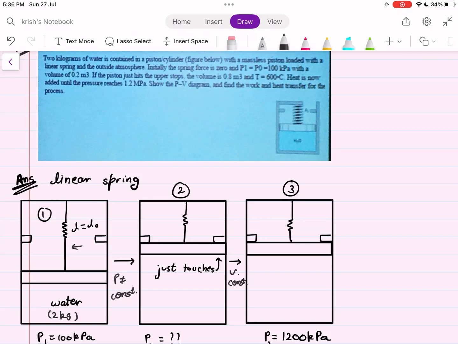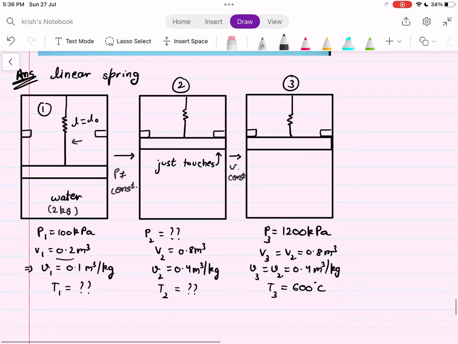With a volume of 0.2 meter cube. If piston just hits the upper stops, the volume is 0.8 meter cube and temperature is 600 degrees Celsius. Okay. Heat is now added until pressure reaches 1.2 megapascals. Show PV diagram, find work and heat transfer. Okay, all the usual things they've asked us, except now there is a linear spring.